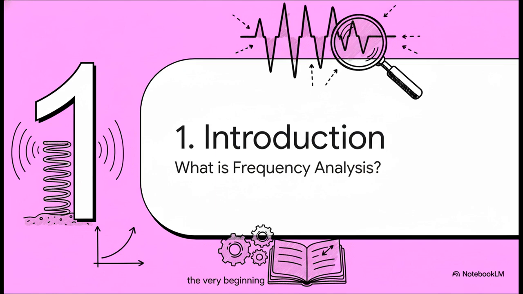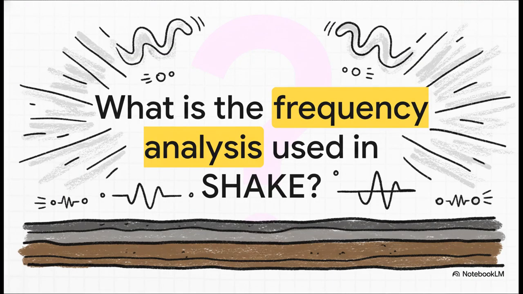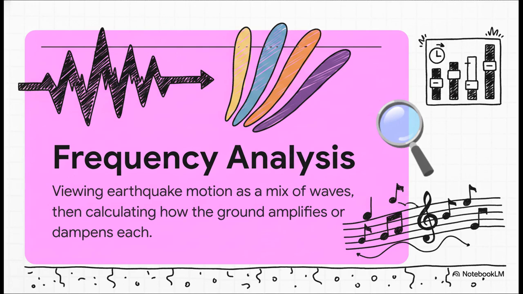We're going to start at the very beginning just to make sure we're all on the same page. So when we talk about frequency analysis in the context of Shake, what does that even mean? It sounds super complex, I know, but the core idea is actually surprisingly simple. Basically, think of it like this. An earthquake's shaking is messy and complicated, right? Well, frequency analysis breaks that messy wave down into a bunch of simple, clean sine and cosine waves. It's kind of like taking a musical chord and splitting it into its individual notes. Then the analysis figures out how the ground responds to each one of those notes. Does it make a certain note louder or quieter, or maybe just delay it a little bit?